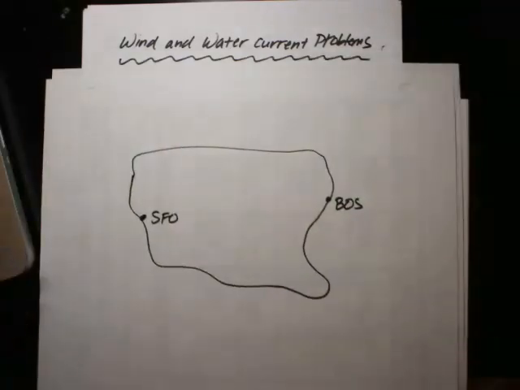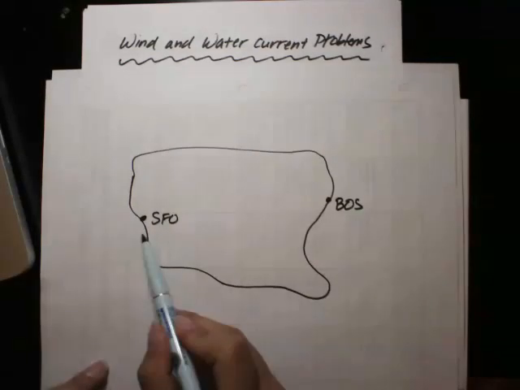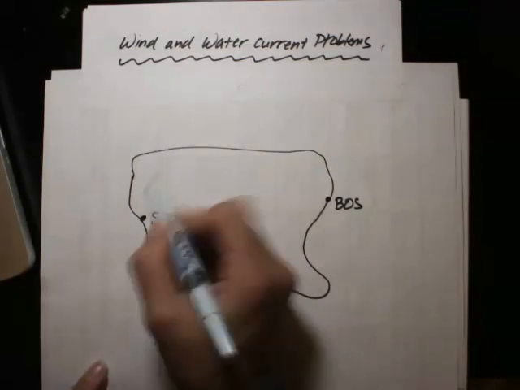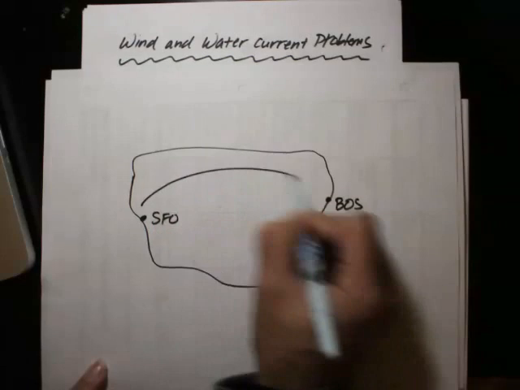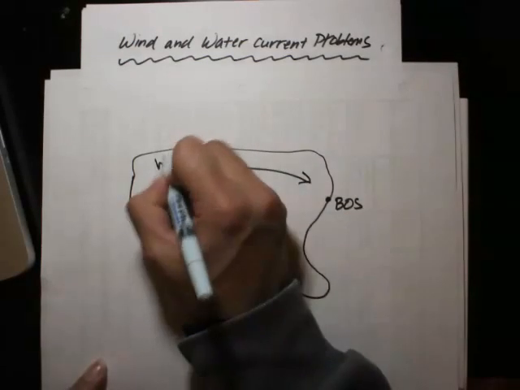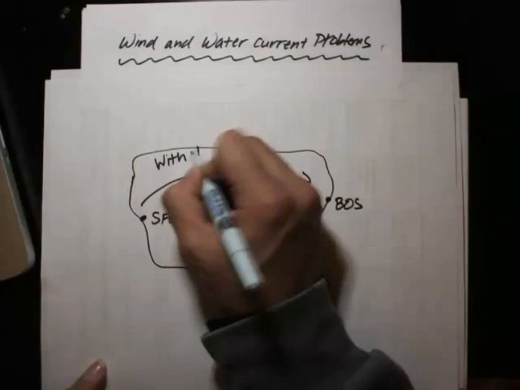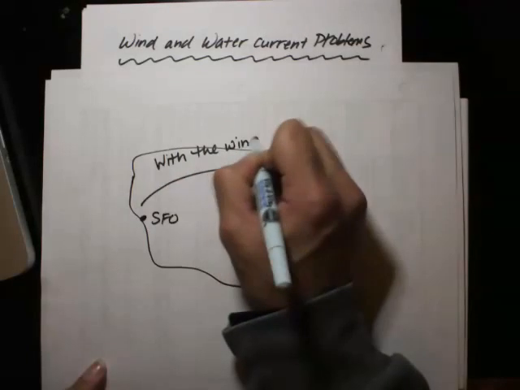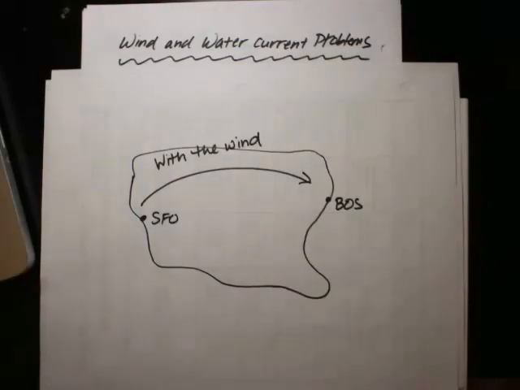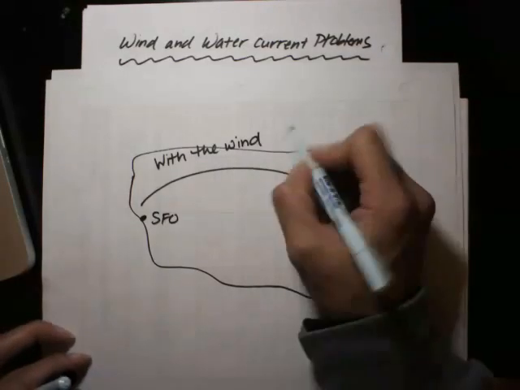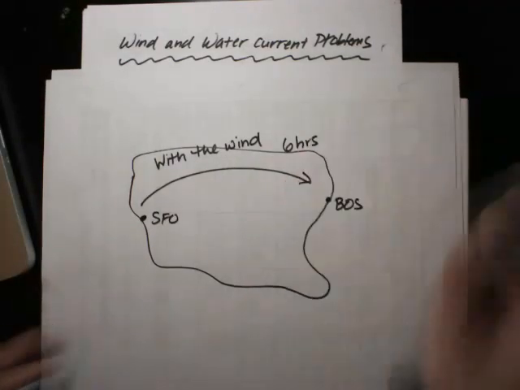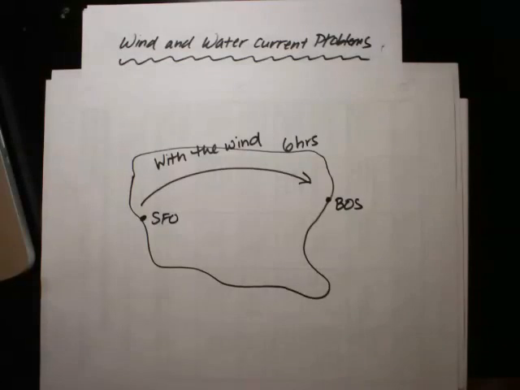For example, if we have a map of the United States and we want to fly from SFO to Boston, going east, you are actually going with the wind. There's a wind current that helps push you, and you end up getting there in 6 hours. You can actually Google this. It actually takes about 6 hours if you're flying directly from SFO to Boston.